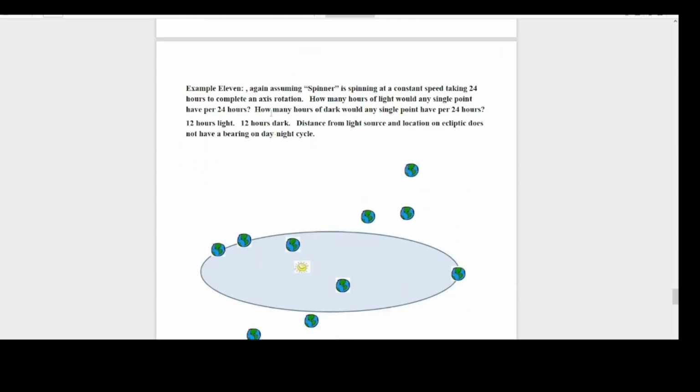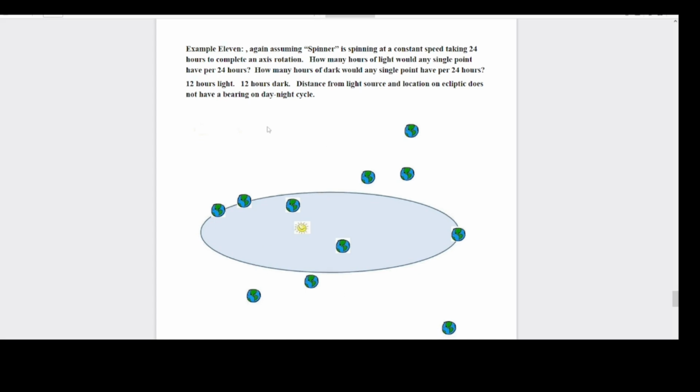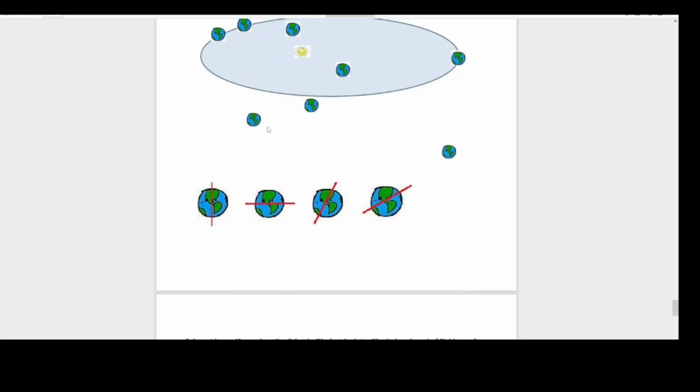Now, in this example 11, again assuming the spinner is spinning at a constant speed, taking 24 hours to complete an axis rotation, how many hours of light would any single point have per 24 hours? And how many hours of dark? 12 hours of light, 12 hours of dark. Basically, the distance from the light source and location on the ecliptic does not have any bearing on the day-night cycle. This is the conclusion you can reach from putting the Earth in all these different locations. The day and night cycle is always going to be the same.